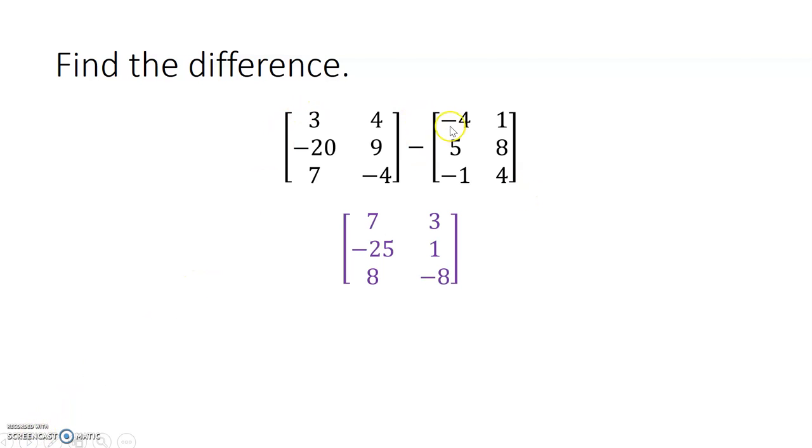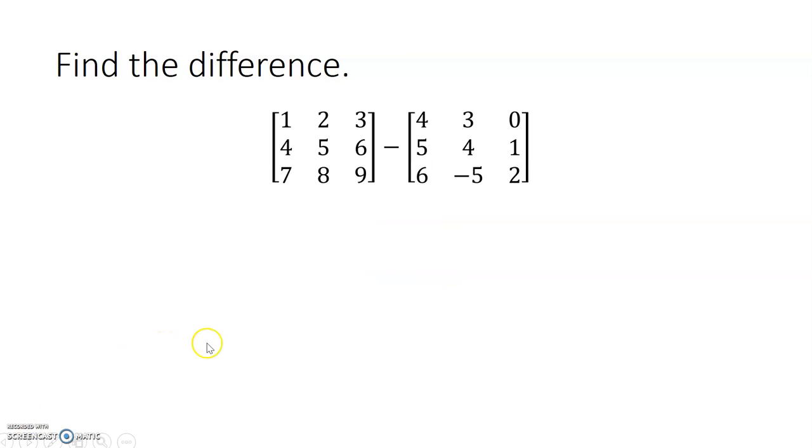So 3 minus a -4 is 7. Remember, minus a negative is like adding. Or I sometimes think of it as the opposite of -4 is +4, so it's like 3 plus 4. And then 4 minus 1 is 3. -20 minus 5 is -25. 9 minus 8 is 1. 7 minus -1, that's becoming a positive again. So 7 minus a -1 is like 7 plus 1, which is 8. And then -4 minus 4 is -8. Again, not super bad, but you do have to be careful with your signs there.